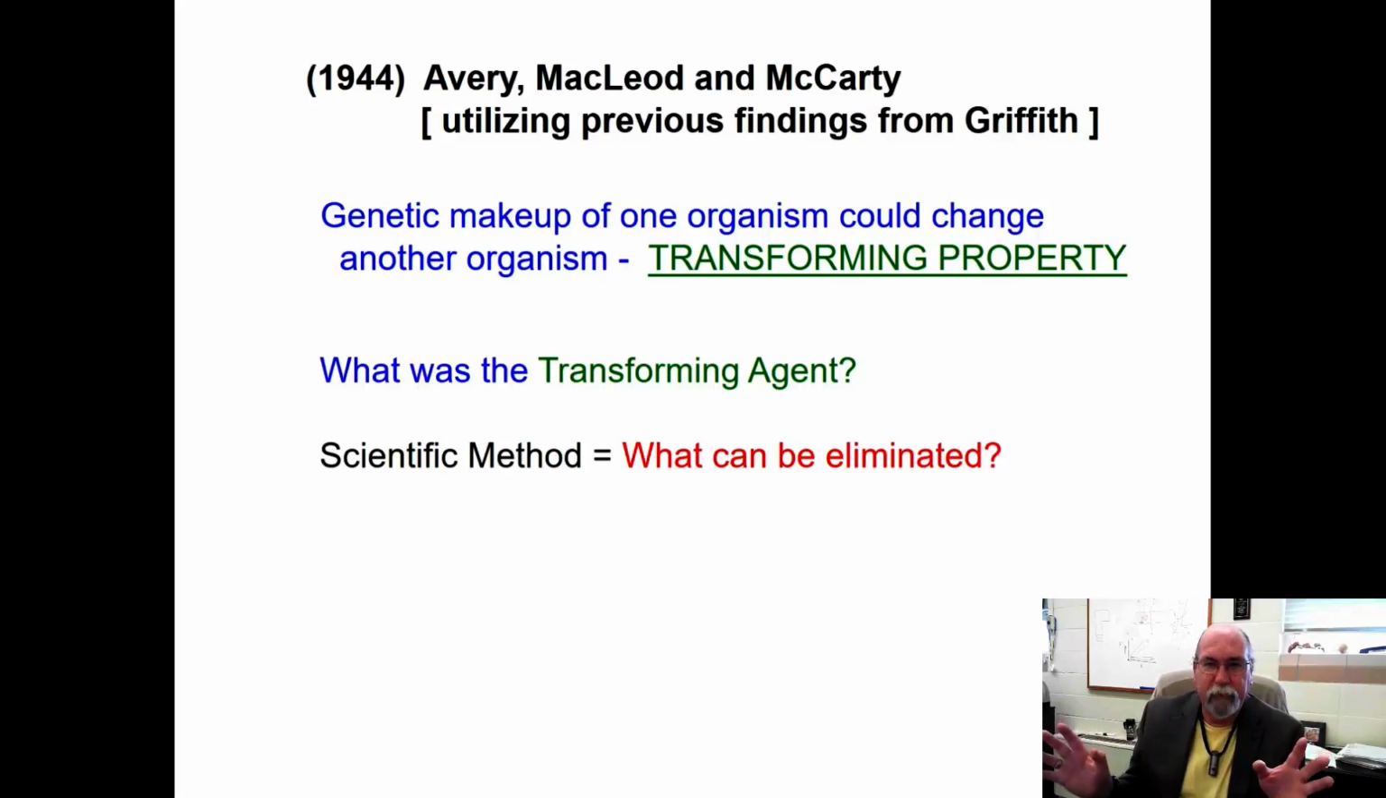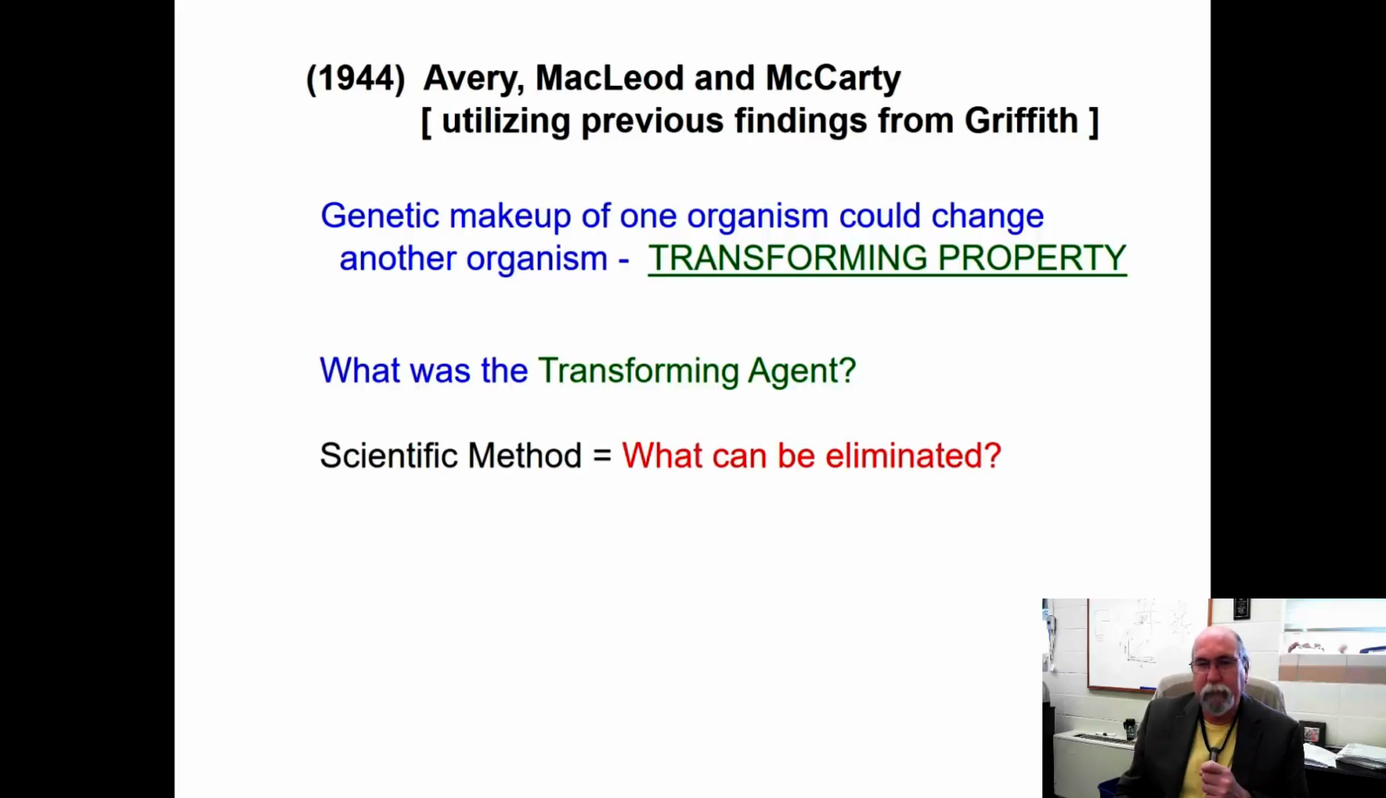Science doesn't prove anything. We talk about that later in the lab. One of the big points we make is science doesn't prove anything. What the scientific method is designed to do is eliminate those things that can't be possible with the idea that whatever's left over may be the truth. Okay, that's how science works.